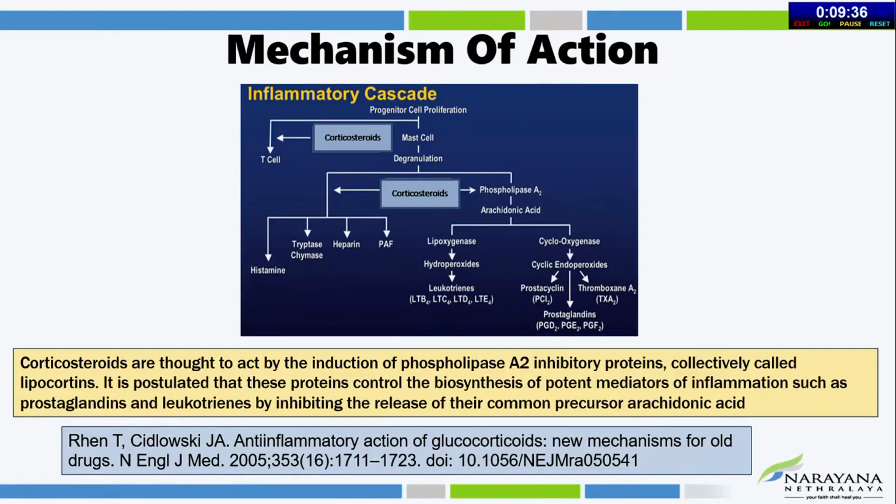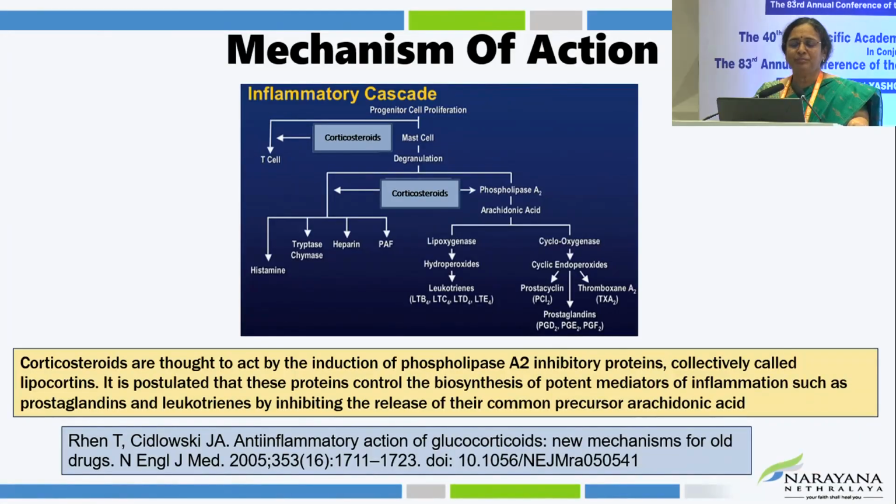Corticosteroids have been the mainstay of treatment for non-infectious uveitis for their immunosuppressive effect. They act by inhibiting production of pro-inflammatory mediators such as cytokines and chemokines, thereby suppressing immune cell activation and proliferation. They are thought to act by induction of phospholipase A2 inhibitory proteins called lipocortins.